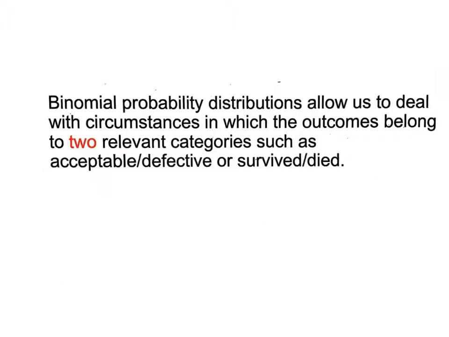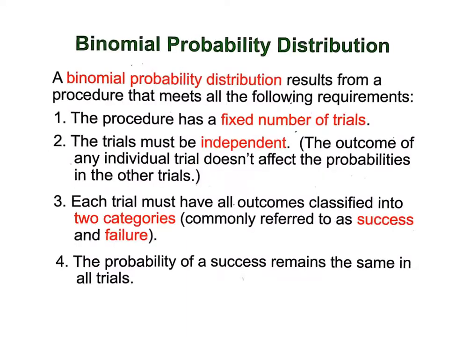Binomial distributions allow us to deal with circumstances in which the outcomes belong to two categories, two outcomes, such as acceptable, defective, survived, died, I knew this, I didn't know that. Two outcomes only, and that's why it's binomial.